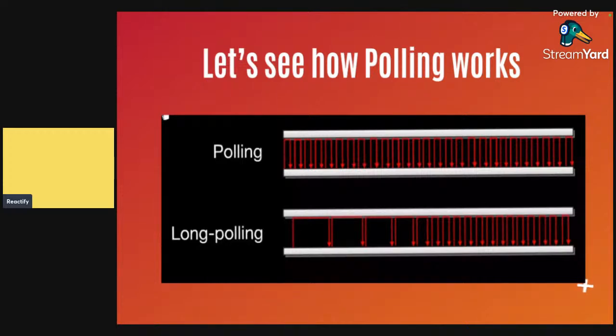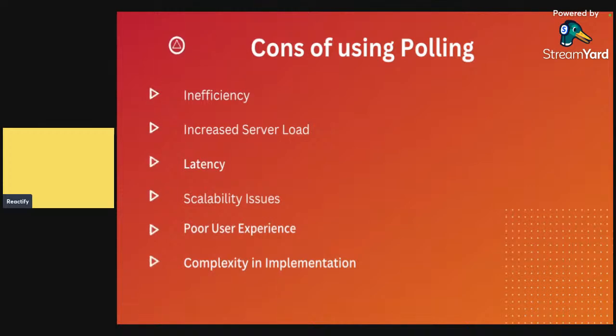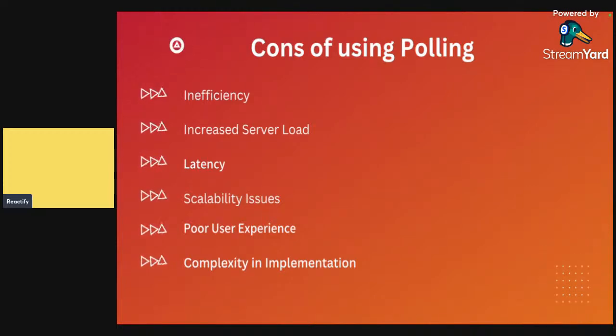Now, is it a good approach for real-time communication? No, right? Because this is a very inefficient way. Suppose there are 1,000 users on our chat application, and those 1,000 users call the API every 10 seconds. There will be a very high load on the server, and due to that, the latency will be high. There will be a lot of scalability issues.